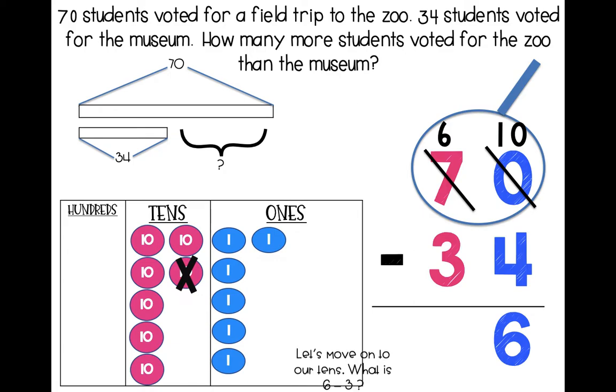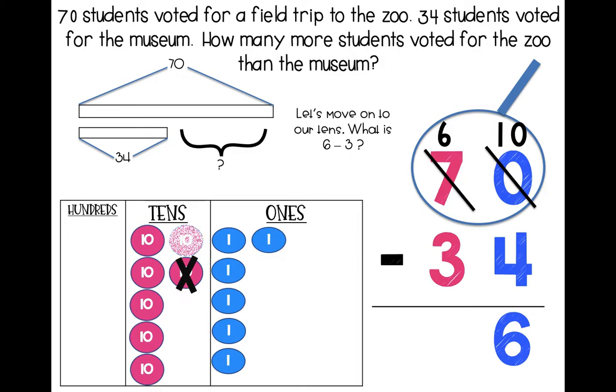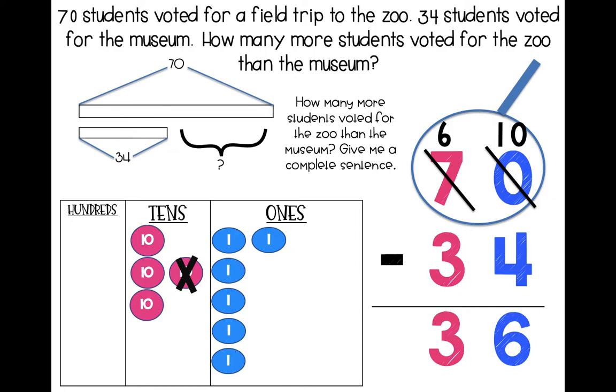What is 6 minus 3? Cross them off on your place value chart first, and then record your answer below the line in the tens place. 6 minus 3 is 3. That's another doubles fact. Now that we've finished our place value chart in vertical form, how many more students voted for the zoo than the museum? Don't forget to give me a complete sentence.